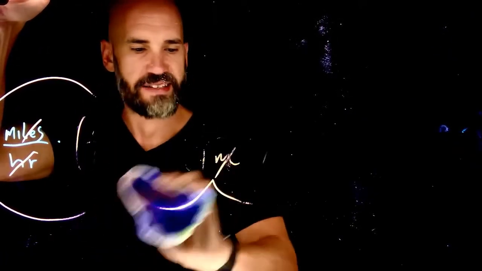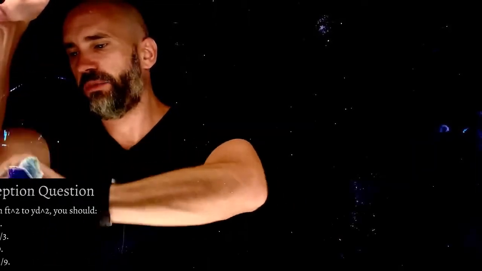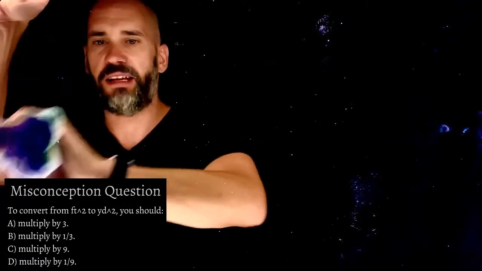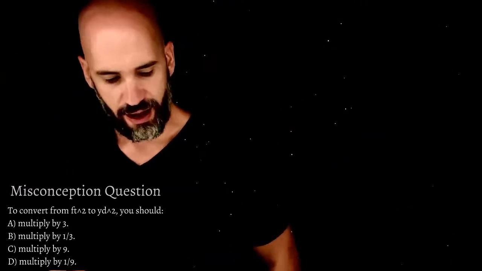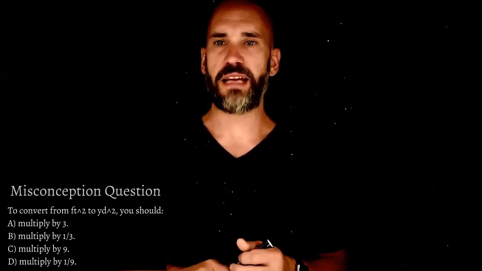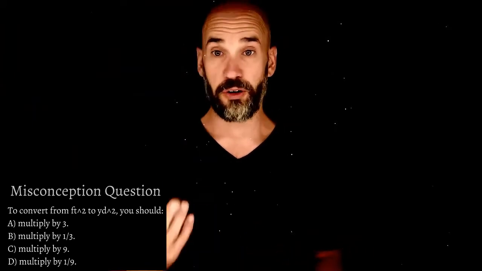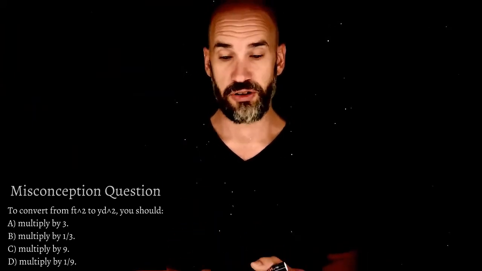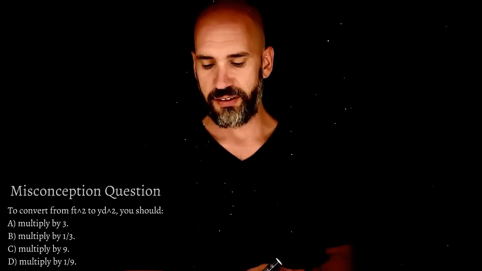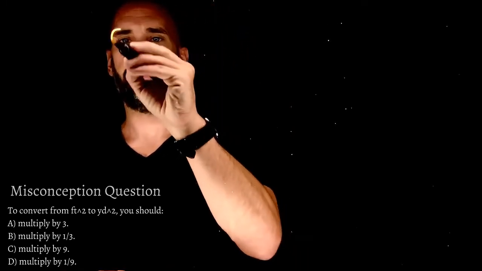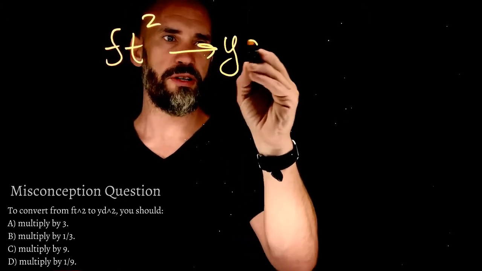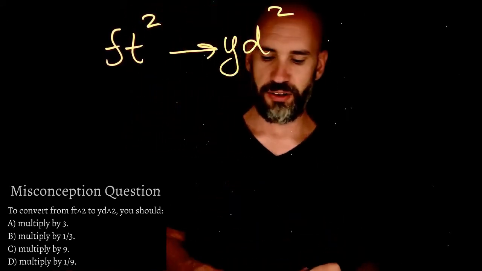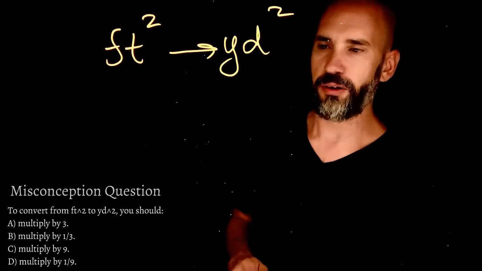If you guys will go ahead and advance to the next slide, it says misconception question. Now, these are concept questions. This is something that's also going to come up in these lectures a lot. These are questions that make you understand things conceptually. And for those of you who are going to take the MCAT, there will be many such questions on there, okay? So the question is, to convert feet squared to yards squared, what do you do? Do you multiply by 1/3, by 1/3, by 9, or by 1/9?